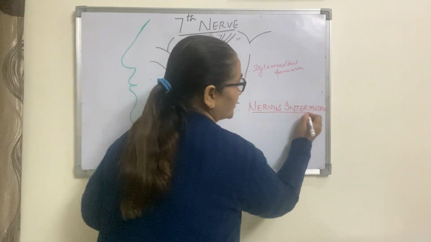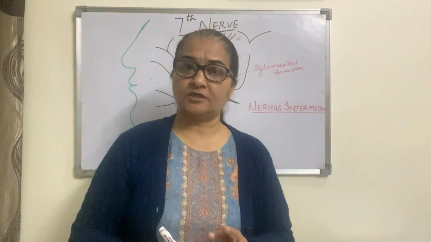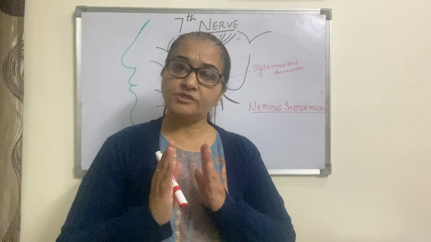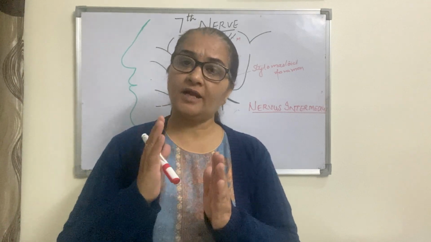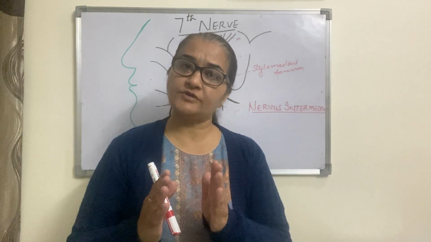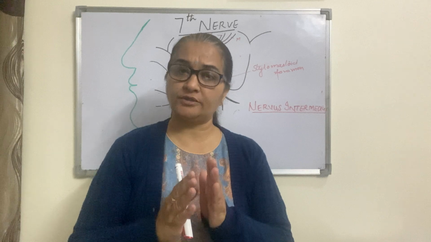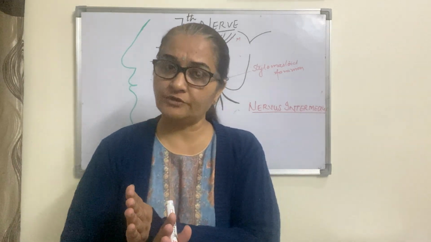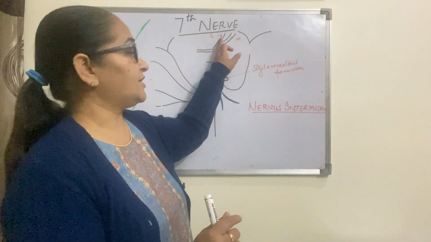So why is the word intermedius there? Because when these two roots of the facial nerve leave through a gap between the pons and medulla, this nervus intermedius lies between the motor portion of the facial nerve and the eighth cranial nerve, that is the vestibulocochlear nerve. That's why it lies in between these two components. One component is of the facial nerve and another is of the vestibulocochlear nerve. This sensory root is given the name nervus intermedius.